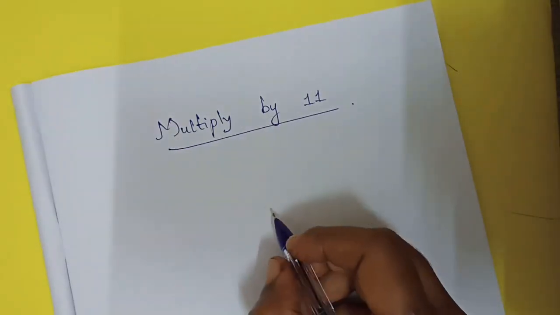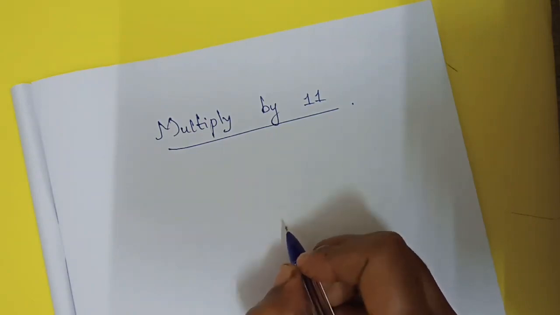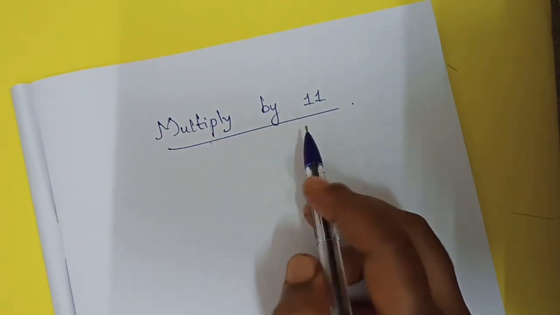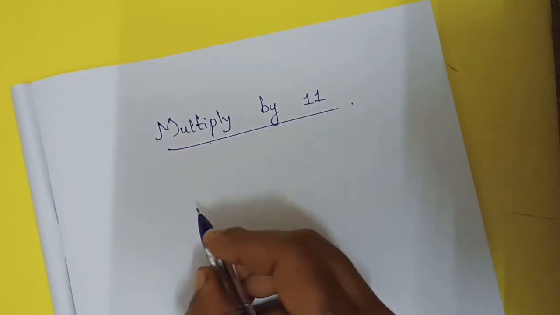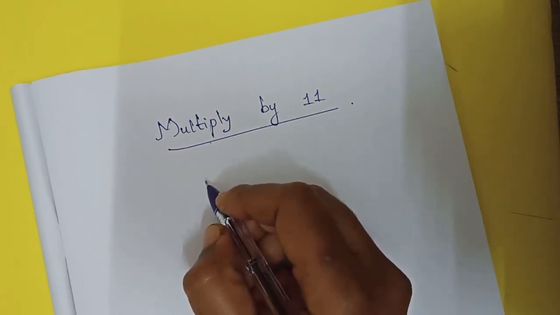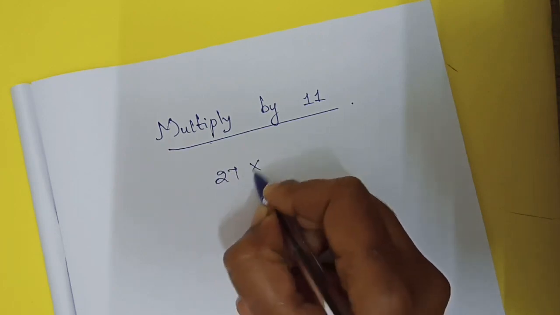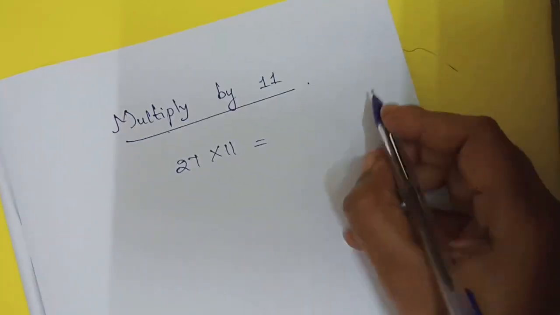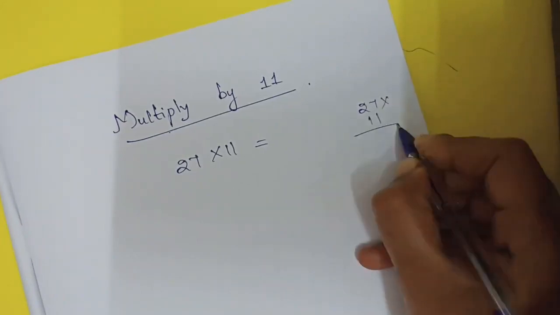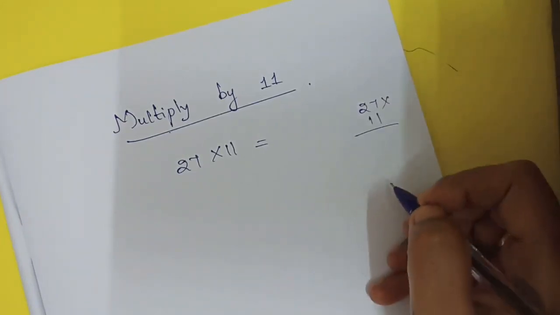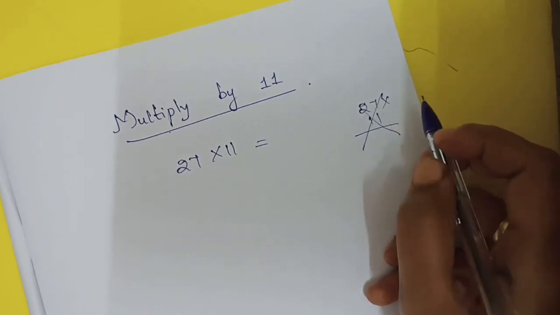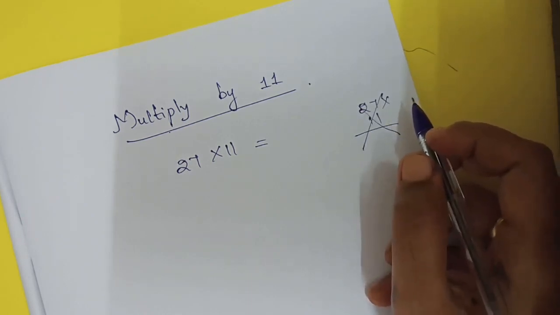Are you ready to learn a simple shortcut for multiplying by 11? Are you ready? Okay, let's see. A simple method: 27 into 11. Normally, which method can we follow? 27 into 11, some terms will come and then we add. No, without these steps, in one line, how can we multiply?